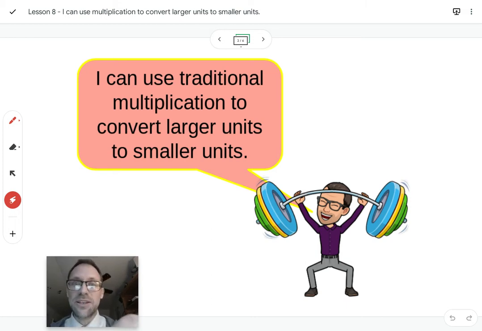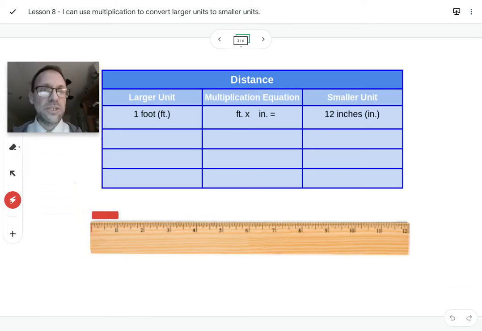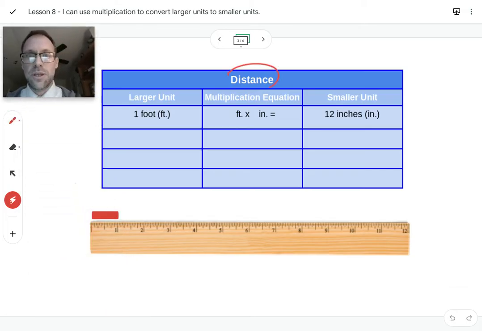Okay, let's get started. What if we started with distance? So here we have a unit of measurement that records distance, and that is a foot. And we're going to call the foot our larger unit because we want to find out today how many inches are in any number of feet.